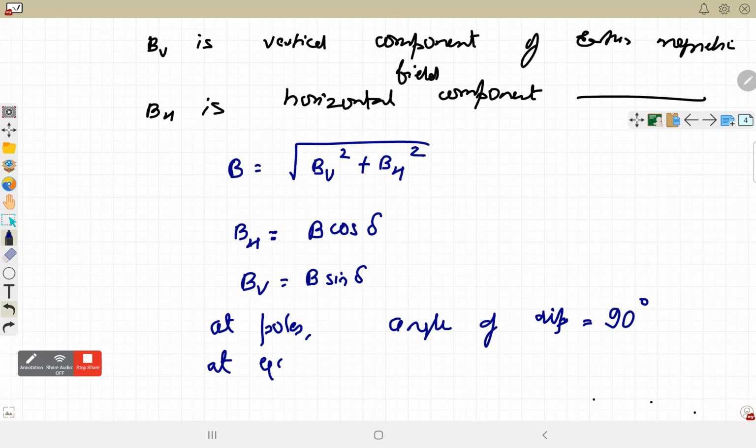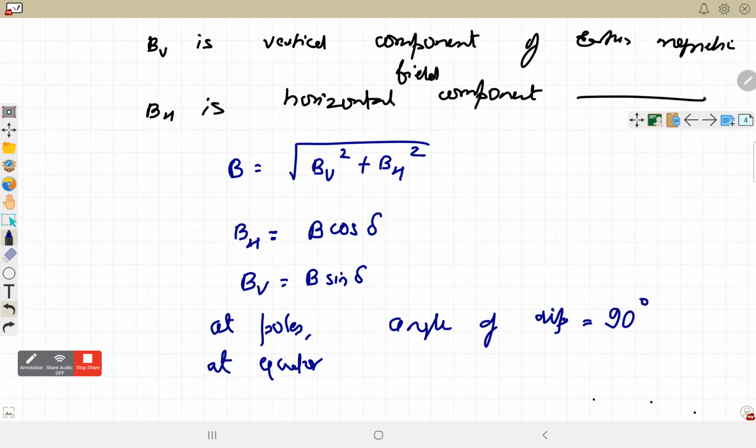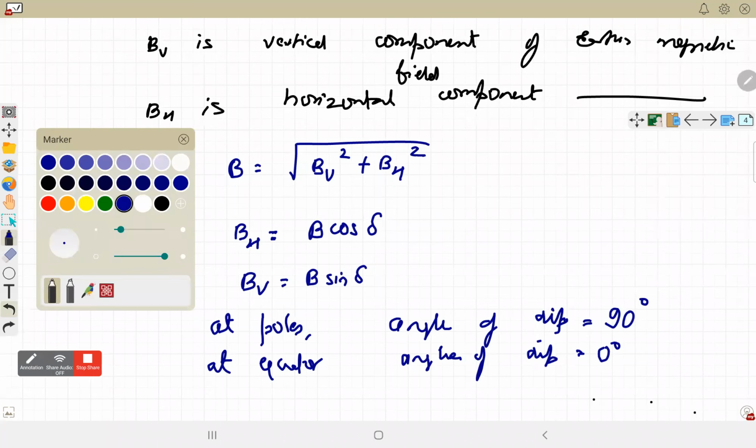At equator, the net magnetic field is in the direction of horizontal component only. So there is no angle. Angle of dip is 0 degree because दोनों के बीच में कोई angle नहीं, दोनों same direction में. Right? Okay, poles पे 90 degree, equator पे 0 degree.